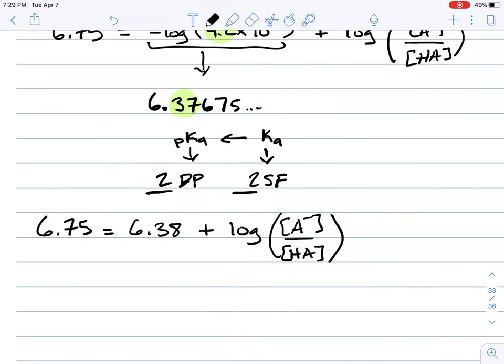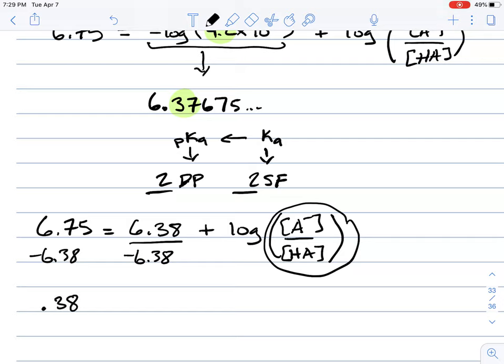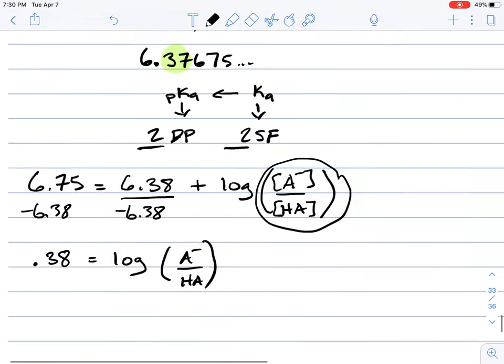And so now we're going to go ahead and just solve for this ratio. So we're going to get rid of 6.38 first. When we take 6.75 and subtract 6.38, what we get is 0.38. And that's going to give us the log of the ratio of the conjugate base to that of the weak acid.